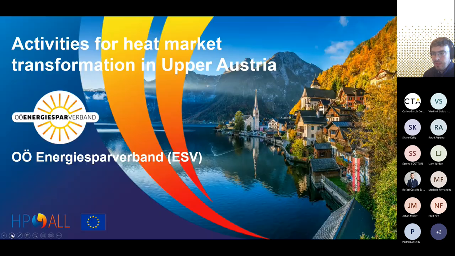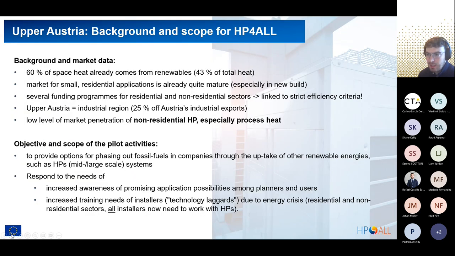I'm just going to quickly run through the Upper Austrian pilot. Our Upper Austrian partners at Energiesparverband, or ESV, are in Linz in Upper Austria. So a bit of background and the objective and scope of the pilot. It's interesting that in Upper Austria, 60% of space heating already comes from renewables. Now, renewables doesn't just mean heat pumps. There are a lot of biomass burners, and biomass is a pretty big part of their energy usage in Upper Austria. So that's one thing to note.